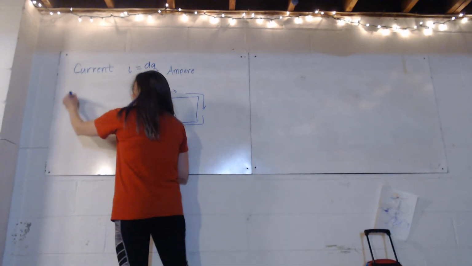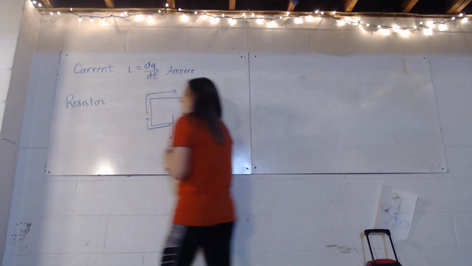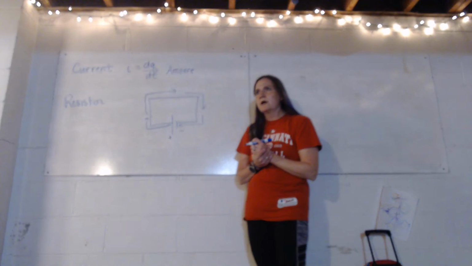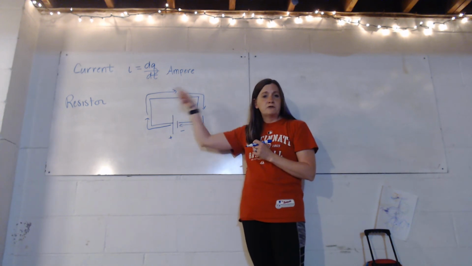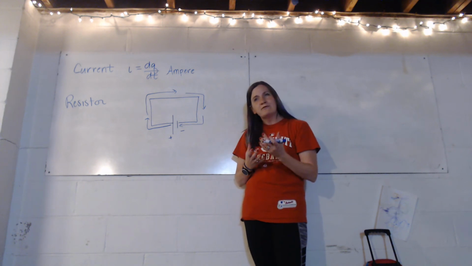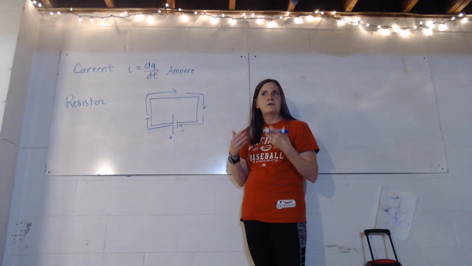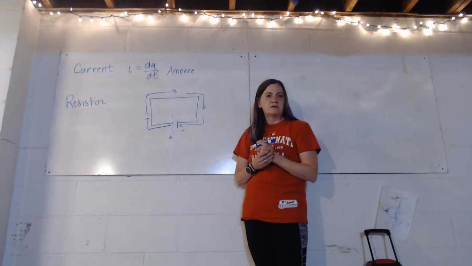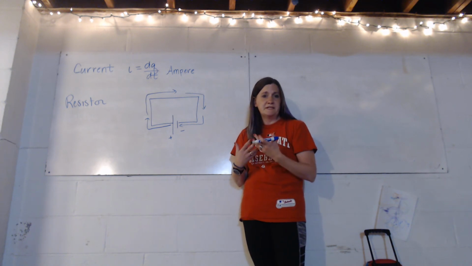Something with resistance is called a resistor. So a resistor is anything that would slow this flow of charge down. So anything that's going to slow down current. This might be a poor analogy, but it's a little bit like friction, but for electricity. So things that would slow charge down are called resistors. They put resistance into that flow.